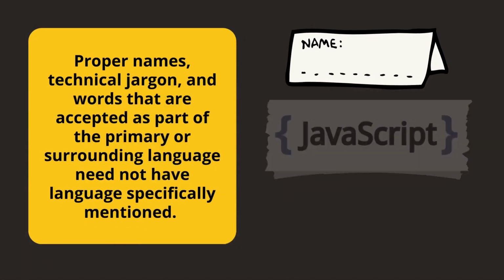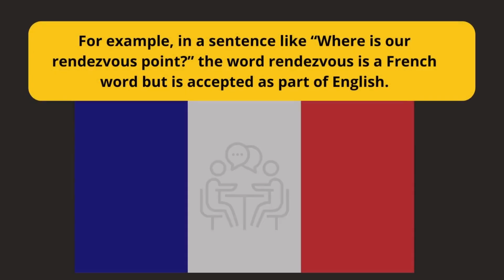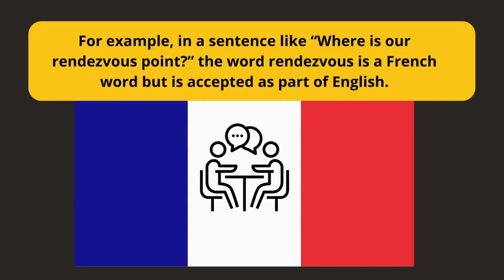Proper names, technical jargon, and words that are accepted as a part of the primary or surrounding language need not have language specifically mentioned. For example, in a sentence like, "Where is our rendezvous point?" the word rendezvous is a French word but is accepted as a part of English.